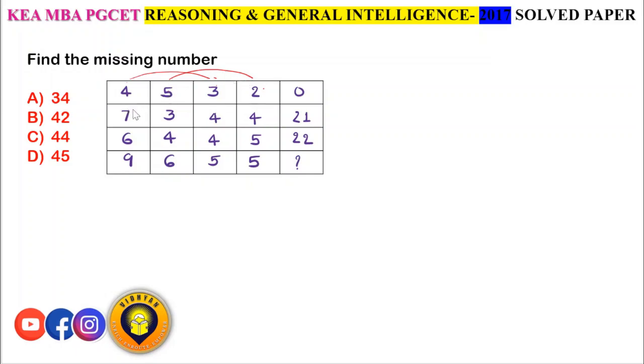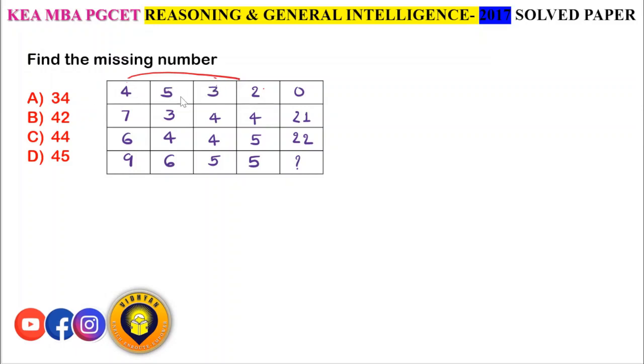But whether the same thing follows here, you check it out. 7 plus 4 is 11, 3 plus 4 is 7, so 11 minus 7 is 4. You are not getting 21 there. So you have to check something different now. Let's see like this: 4 plus 2 is 6, but 5 plus 3 is 8. You don't get it.